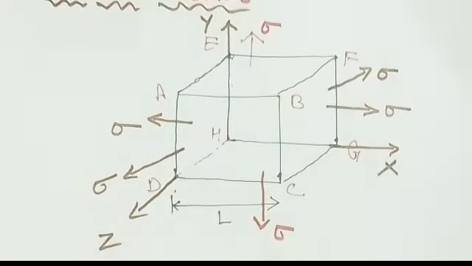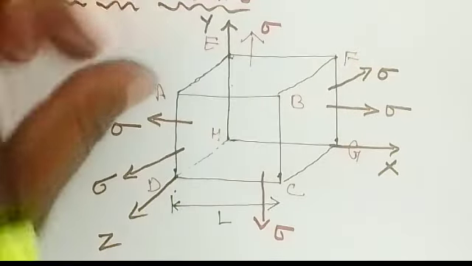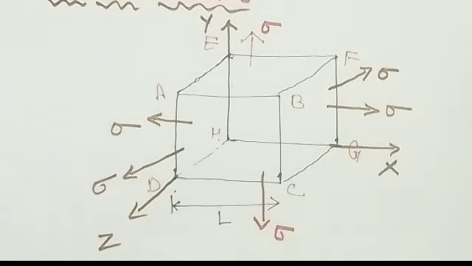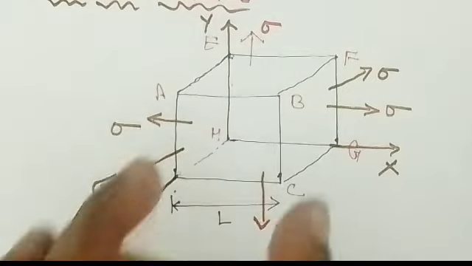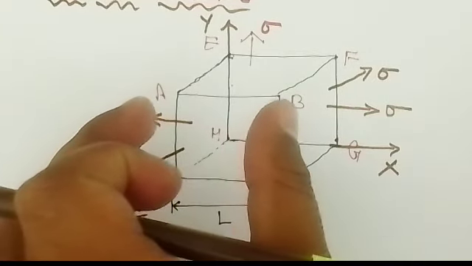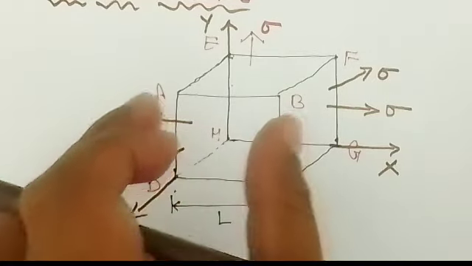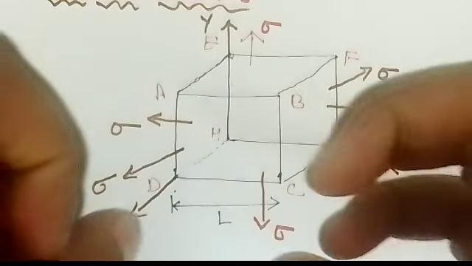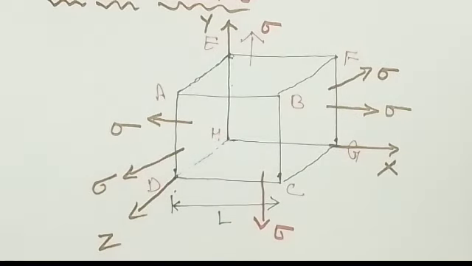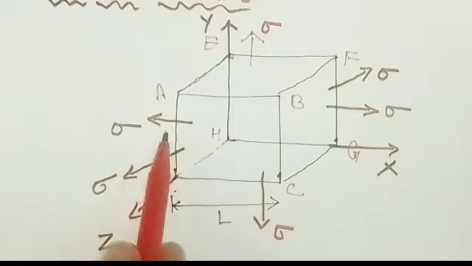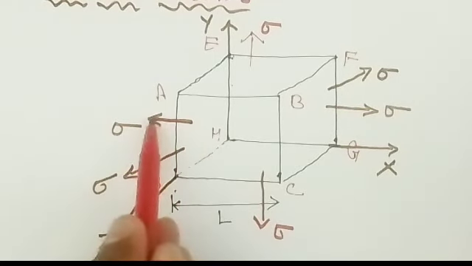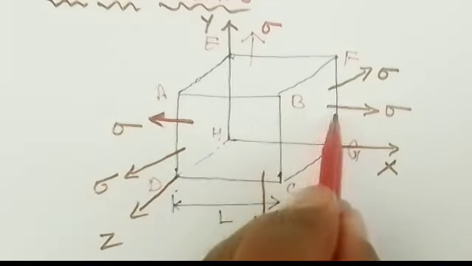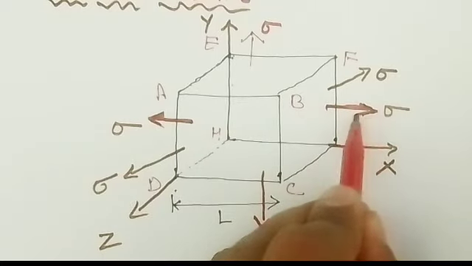Now, if you look at any face, or any side, either AB, EF, BF, AE, DC, anyone, let's say I am considering one side AB. Then we have to see that on the side AB, this stress is acting, this sigma, and this sigma. Very carefully you will see.